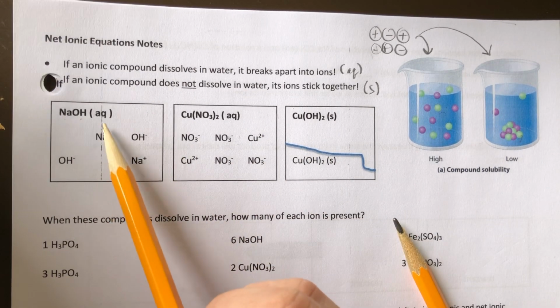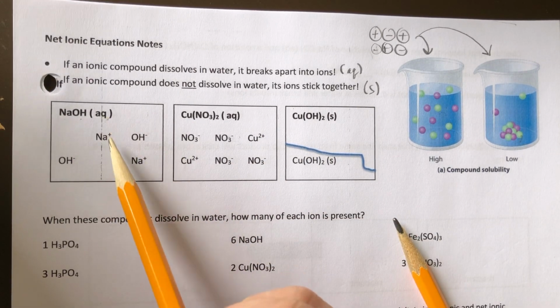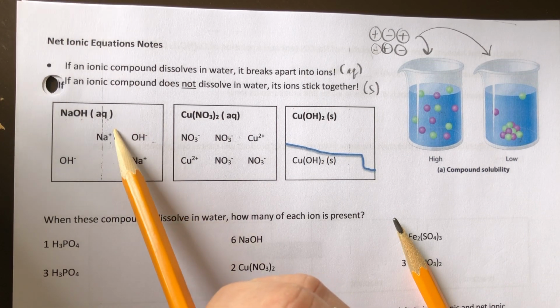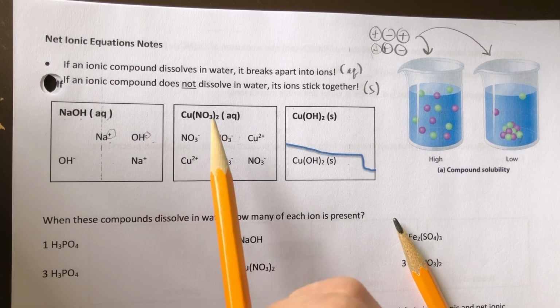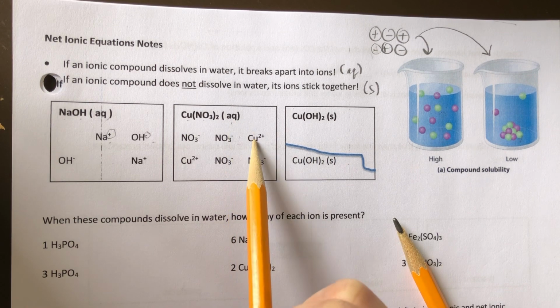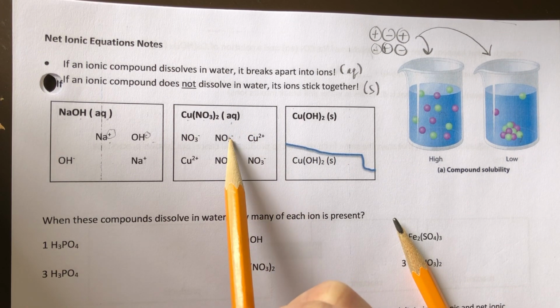So when you have sodium hydroxide that dissolves in water, the sodium and then the hydroxide ions are apart from each other. Now notice I put the charge in because they are ions. Copper nitrate also dissolves in water. When it does, the copper ions separate from the nitrate ions.